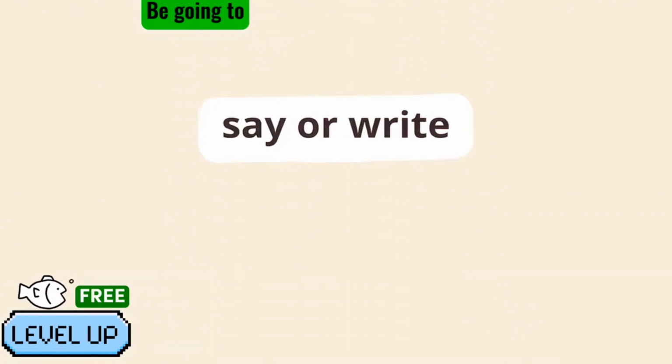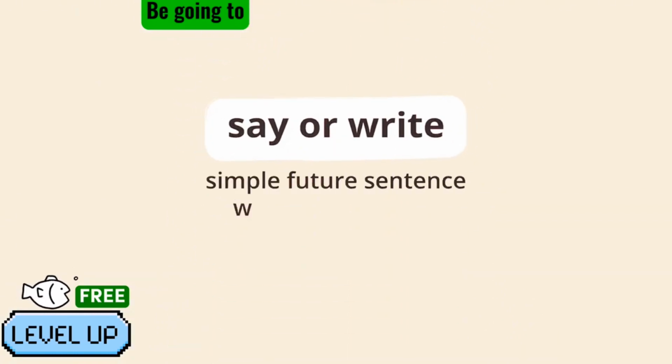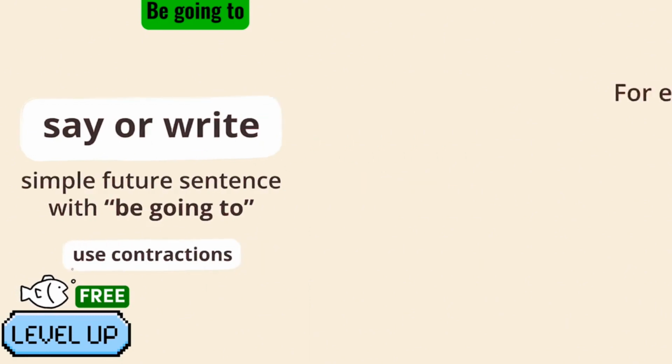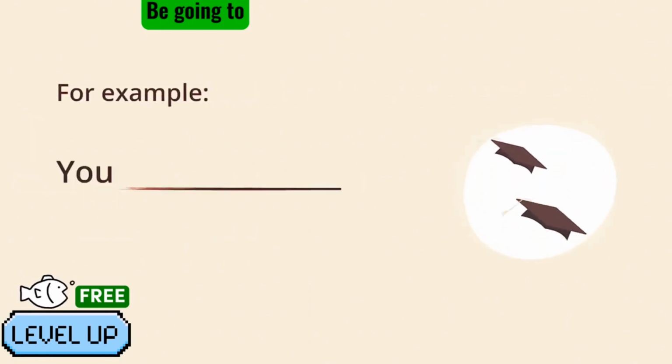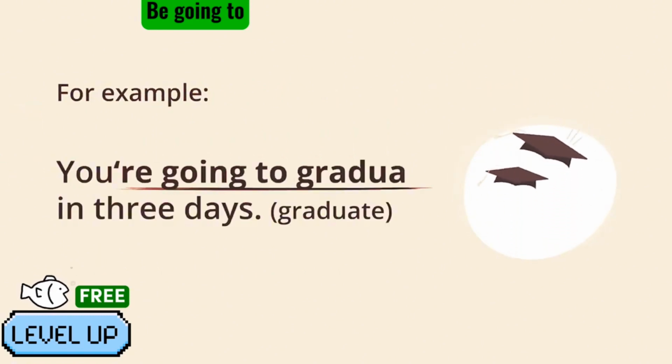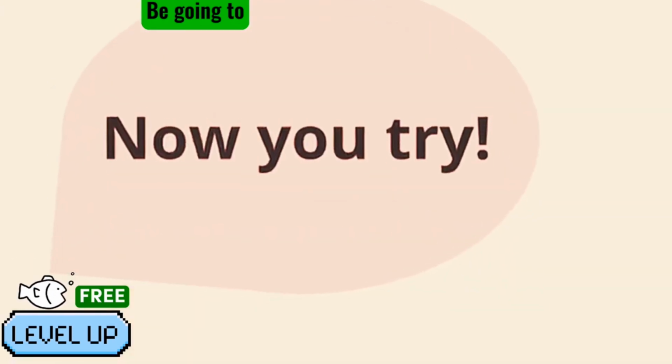Look at the picture and say or write a simple future sentence with be going to. Use the contracted form. For example, you're going to graduate in 3 days. Now you try.